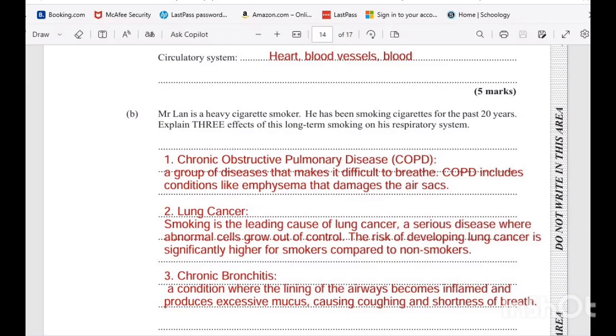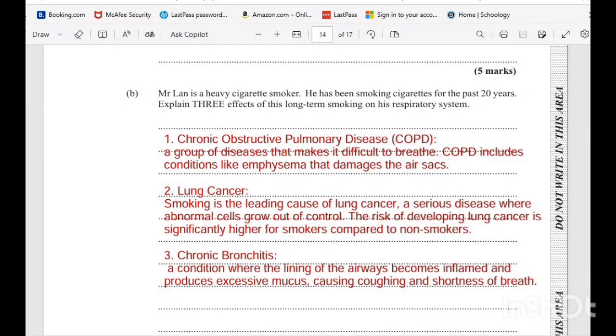Second one, everybody should have thought about this, lung cancer. Smoking is the leading cause of lung cancer, a serious disease where abnormal cells grow out of control. The risk of developing lung cancer is significantly higher for smokers compared to non-smokers. And this includes vaping as well, students. We know that there are some students who are experimenting with vaping. Please be reminded that this can also lead to lung cancer.